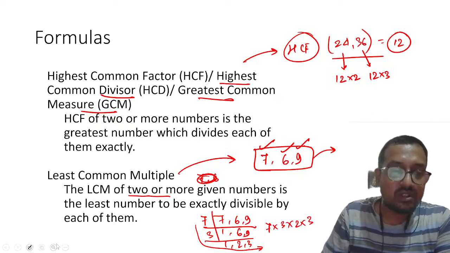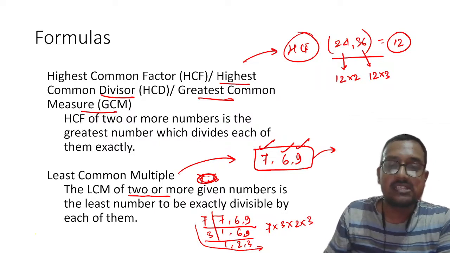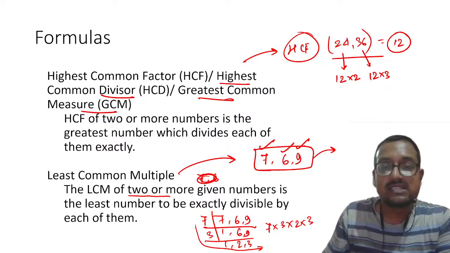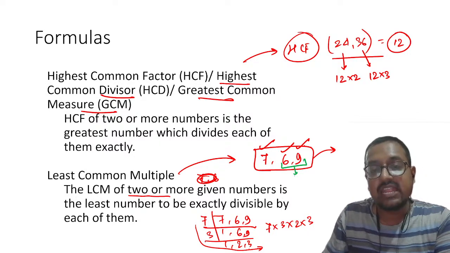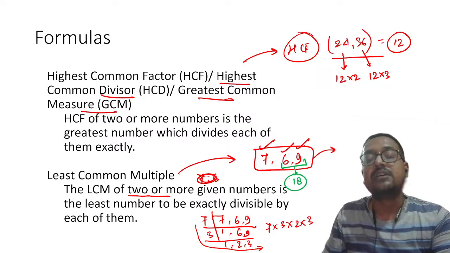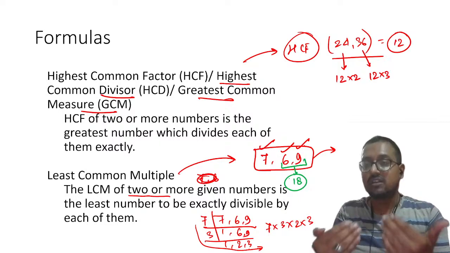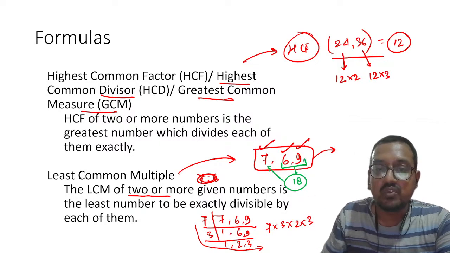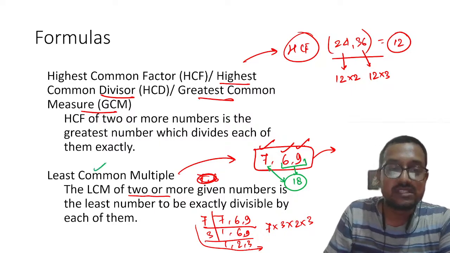What is the other way around? The other way around is, let us pick up these two. Let us pick up 6 and 9. So my dear students, 6 and 9, the LCM will be 18, the least number which is divisible by 6 and 9. Right? So 18. 18 into 7 if you do, you will get the LCM of this number.